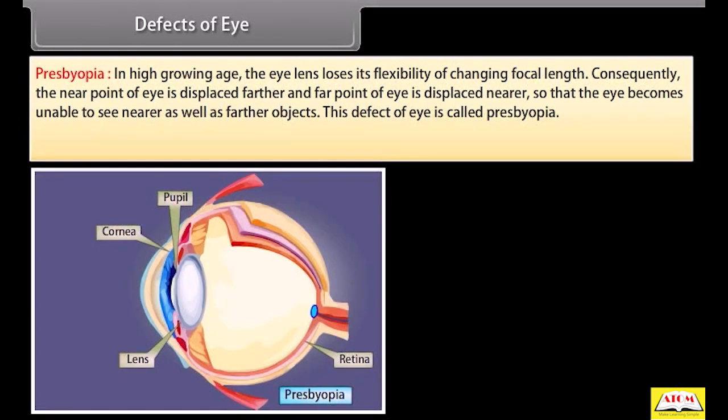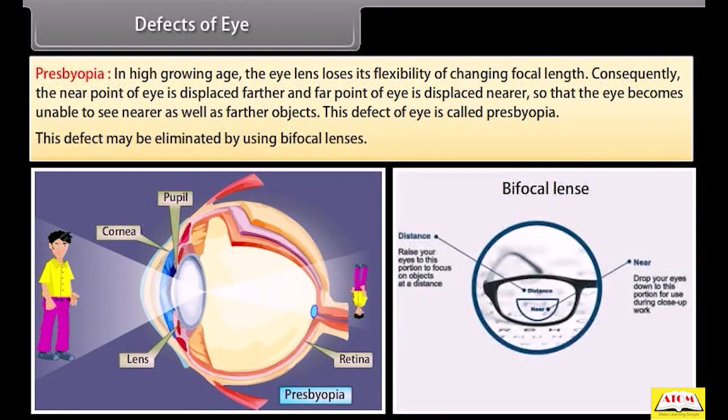Defects of eye. Presbyopia. In high growing age, the eye lens loses its flexibility of changing focal length. Consequently, the near point of eye is displaced farther and far point of eye is displaced nearer, so that the eye becomes unable to see nearer as well as farther objects. This defect of eye is called presbyopia. This defect may be eliminated by using bifocal lenses.